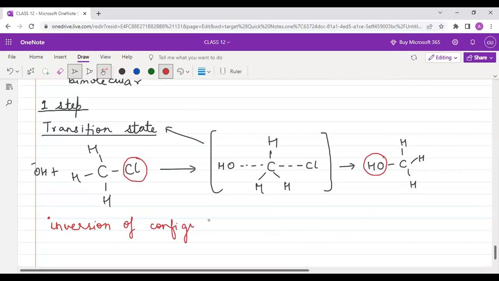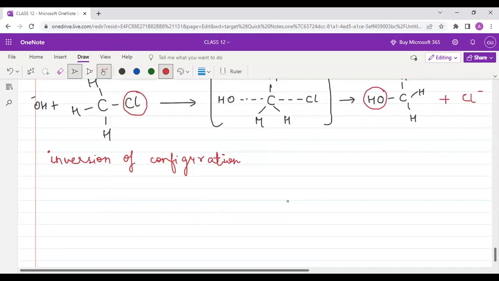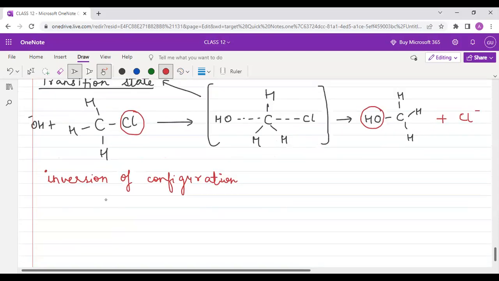Like you can imagine an umbrella. What happens when a strong wind flows? The umbrella turns upside down, right? The same here. If this was attached earlier here, it will be attached on this side now, and the previous nucleophile, Cl minus, will go. Understood?